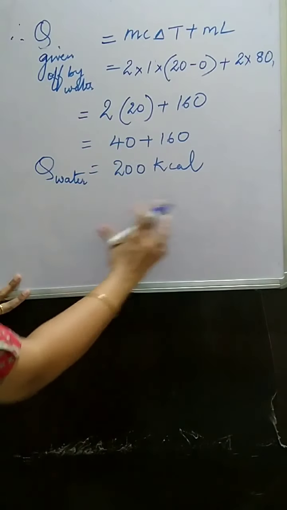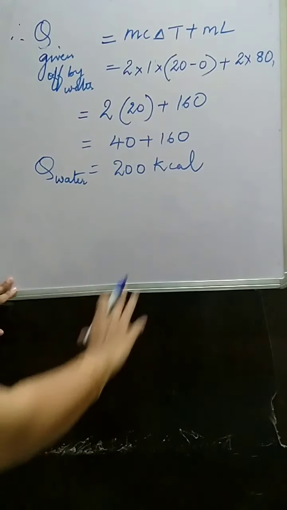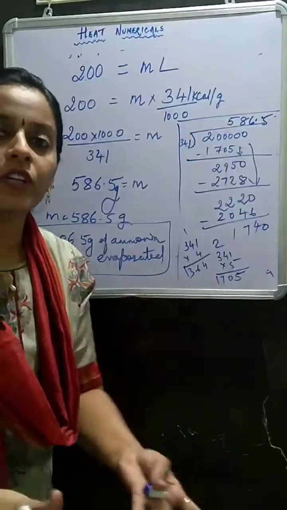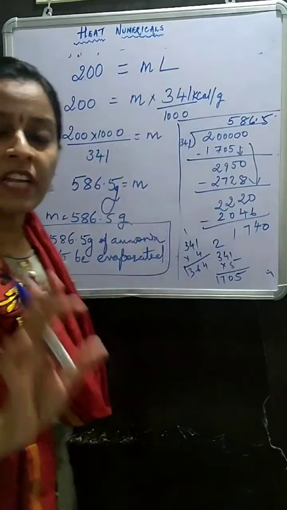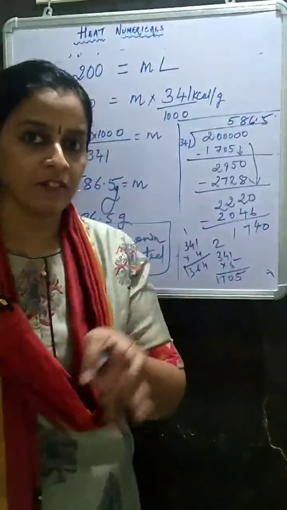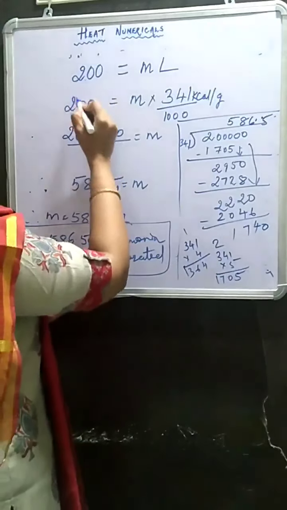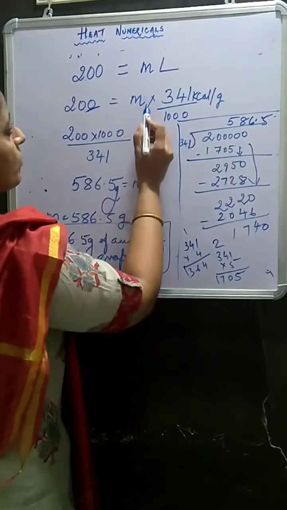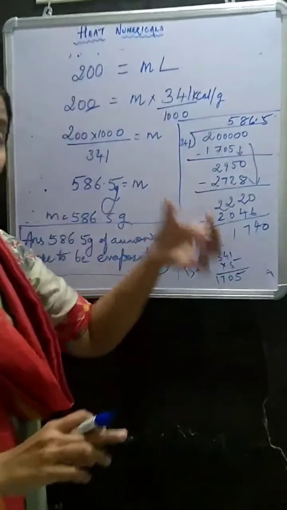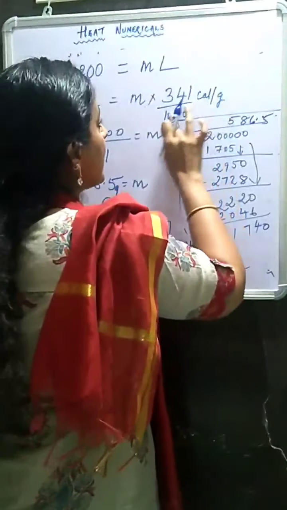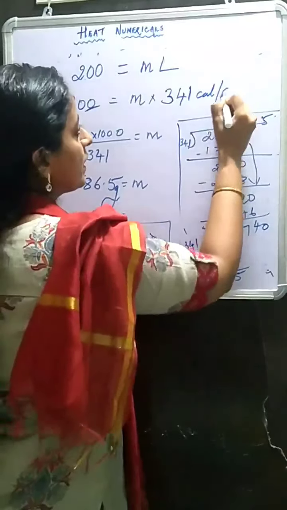Now this Q of water is equal to the heat absorbed by liquid ammonia. The heat which was given out by water, 200 kilocalorie, will be absorbed by ammonia, where only the state will change. Liquid will get converted into gas. So I have written ml for the ammonia part. Then let us substitute 200 kilocalorie: heat is equal to mass, which we have to find, into latent heat, which is given as 341 calorie per gram.